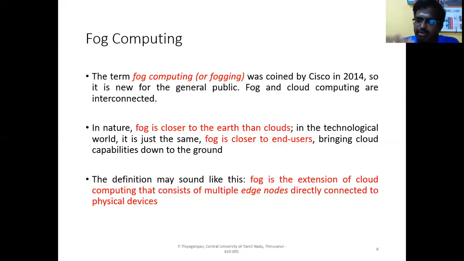Or some data can be filtered at the fog computing, and only a few data sent to the cloud for processing, if it really needs huge processing capacity. So it can be mapped analogously to the fog, earth, and clouds.